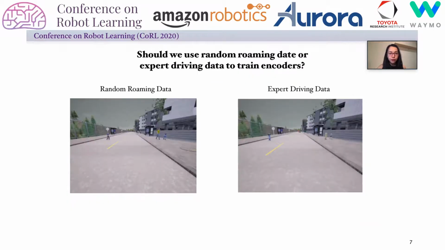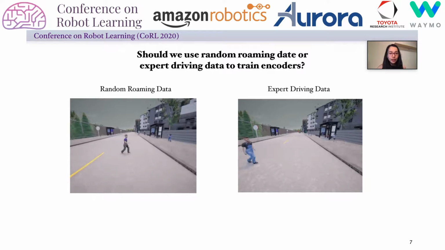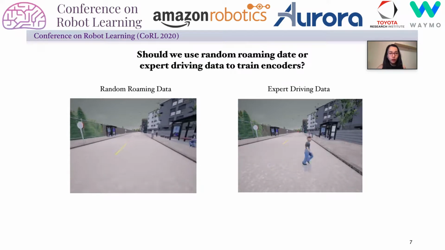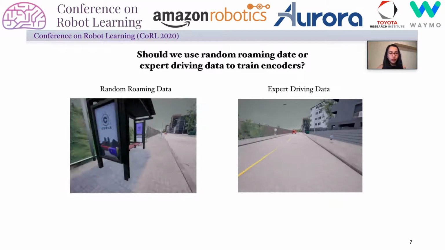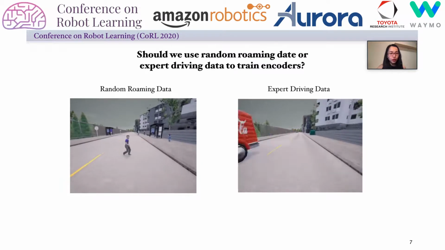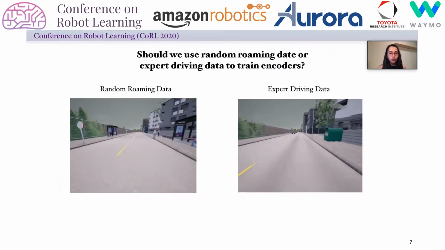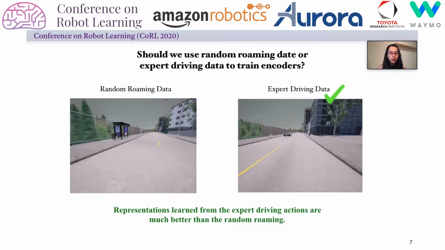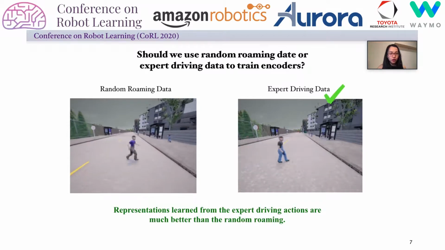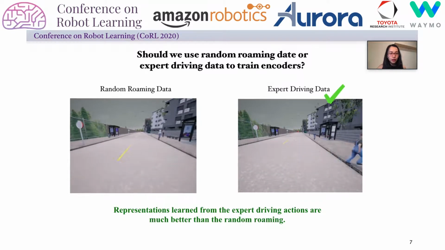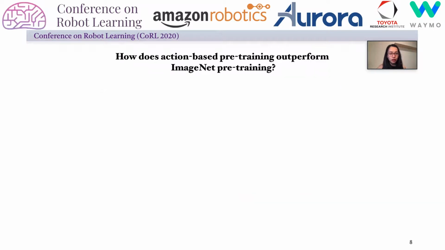One of our studies is to explore if the source of these data can come from random roaming drivers who produce data without following any traffic rules, or should come from expert drivers. Our paper results show that representation learned from the expert actions is much better than from the random roaming actions.